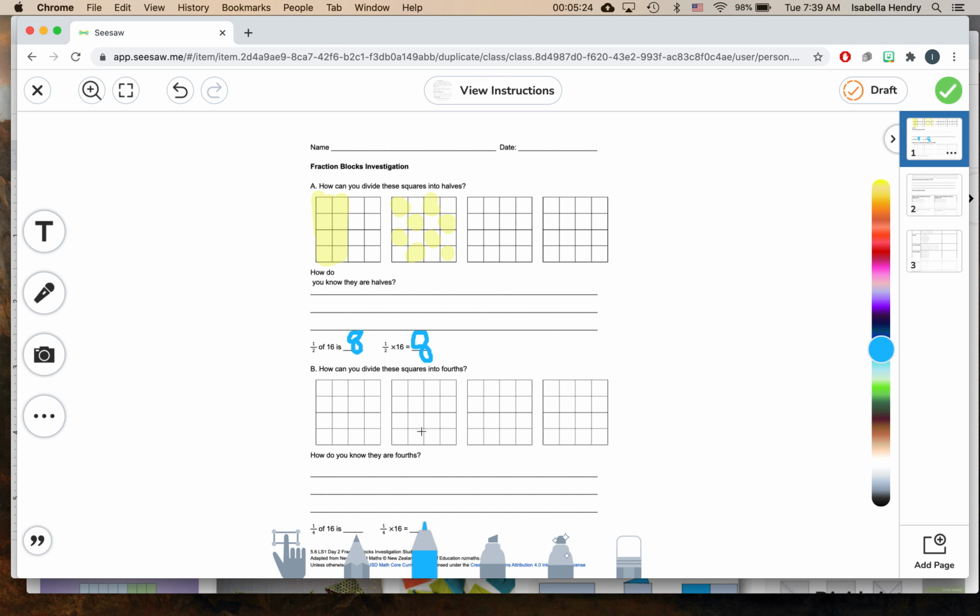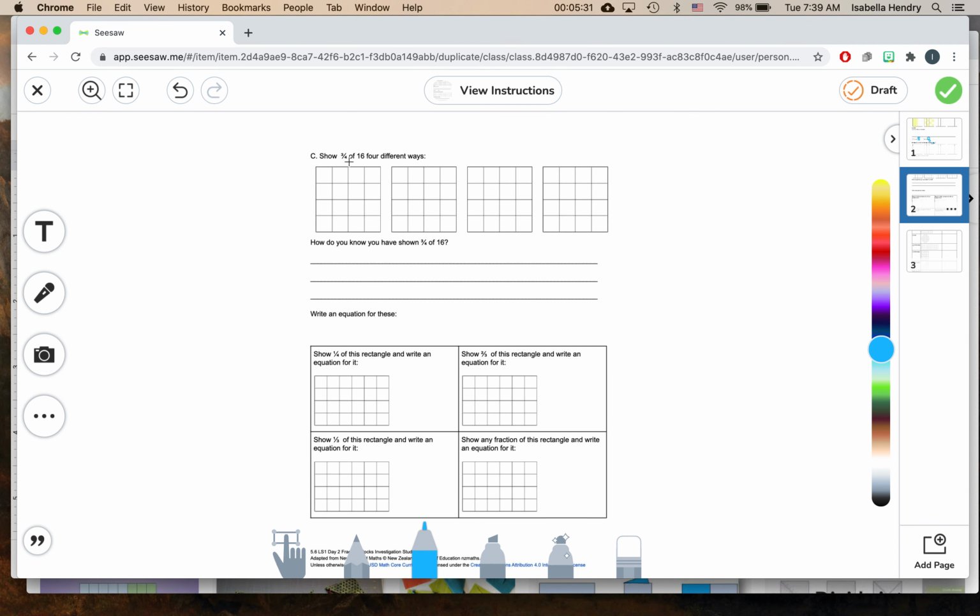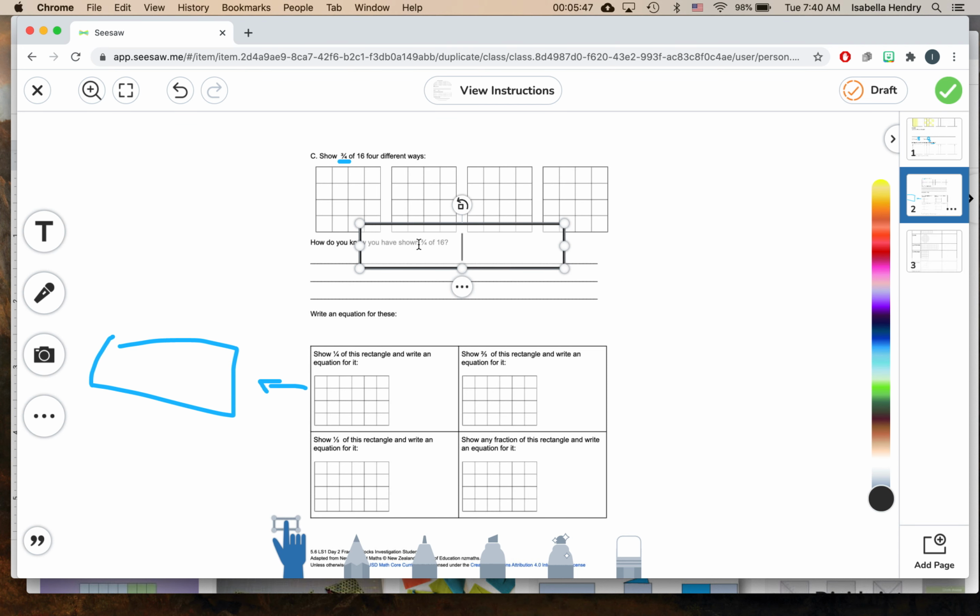You're going to do the same thing for fourths. So remember, that's 4 equal pieces. And then you'll do 3/4 on this one. Now for these, you just color in the rectangle and write the equation. I'd write the equation off here to the side where you have a lot of space. And remember, you can use the T tool to write an equation.